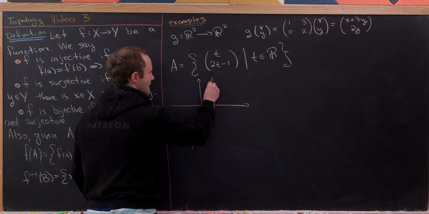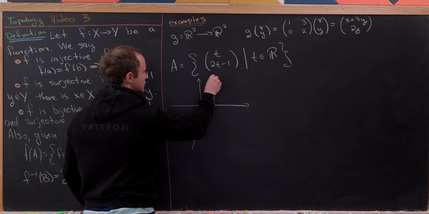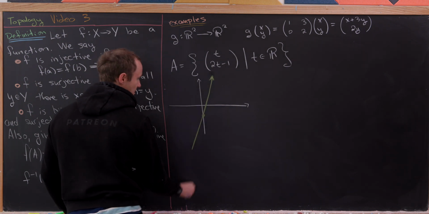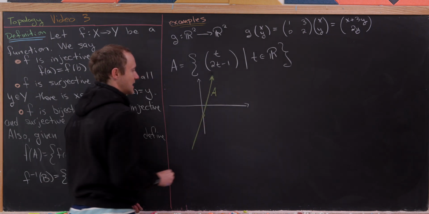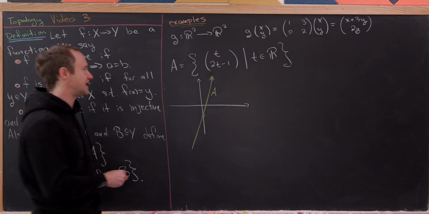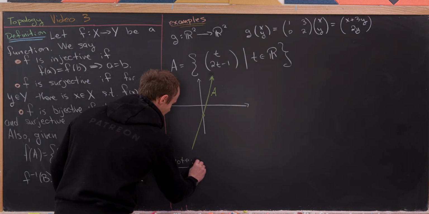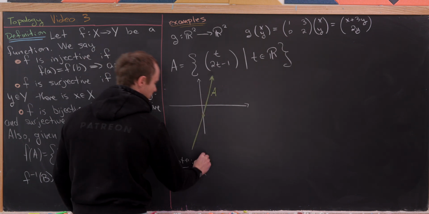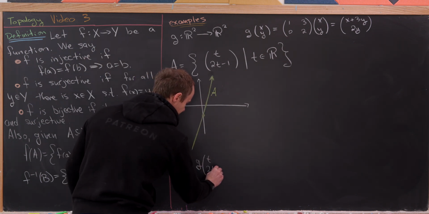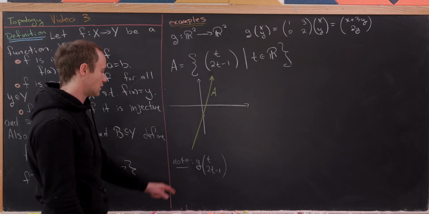So maybe that's not perfect, but that'll be good for illustration purposes. Okay, so like I said, this is our point A. And now we need to find g of A. But we can easily find g of A by looking at what g does to an arbitrary point in A. So that's t and then 2t minus 1.